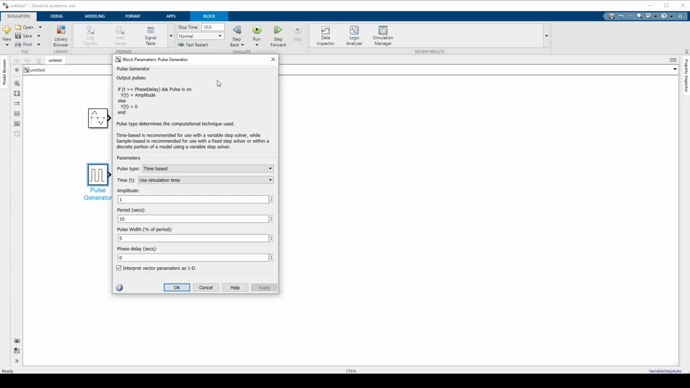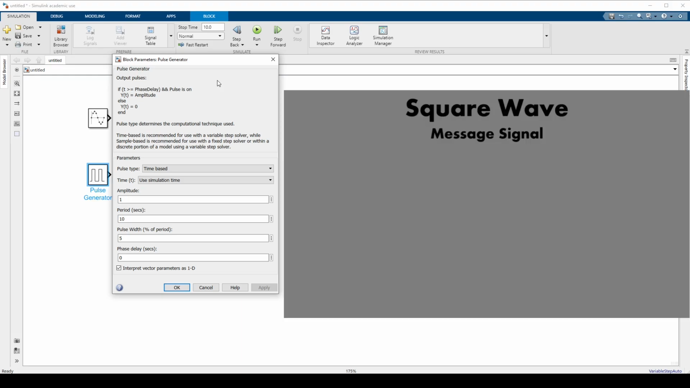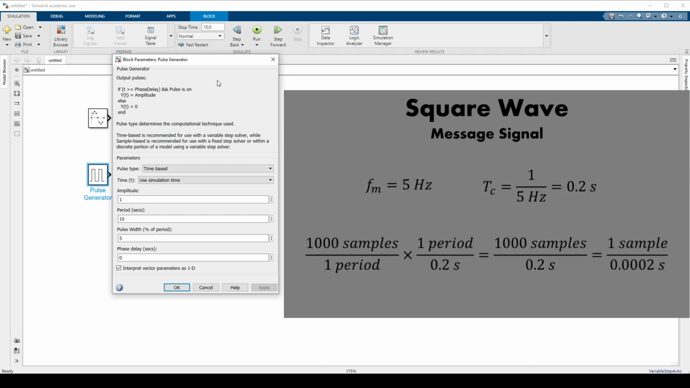For the message signal being a square wave of 5 Hz, with a frequency of 5 Hz, the period is 0.2 seconds. So again, with 1000 samples making up one period, and one period being 0.2 seconds this time, there is 1000 samples per 0.2 seconds, so that means one sample would last 0.0002 seconds, or 2 milliseconds.